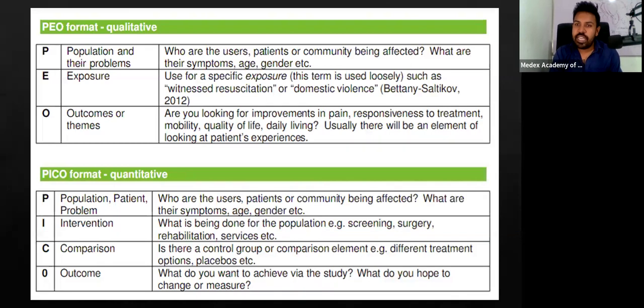For example, if you want, you can just mention something there. So, example, heroin users. Heroin users. Exposure. Give me one second.